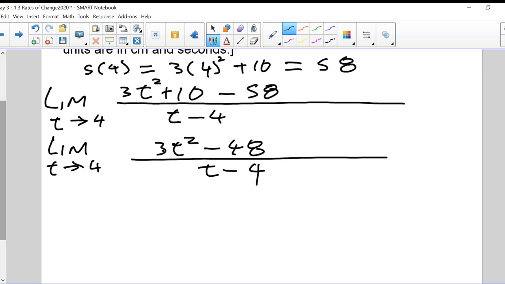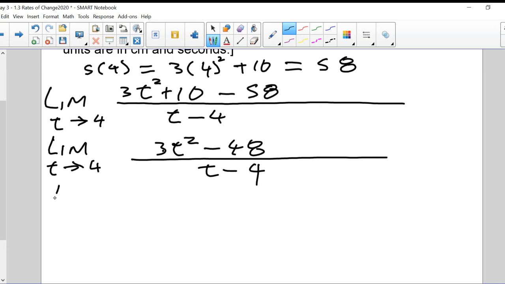So it's very similar to the one we did before, right? I'm not going to throw that 4 in because I'm going to end up with something that's undefined. So any suggestions as to how we might be able to sort this out, folks? We can't just put 4. It says t approaches 4. If I put 4 into this, then the denominator becomes 0. So we can factor out 3 out of the numerator. Okay, well, we'll do that then.